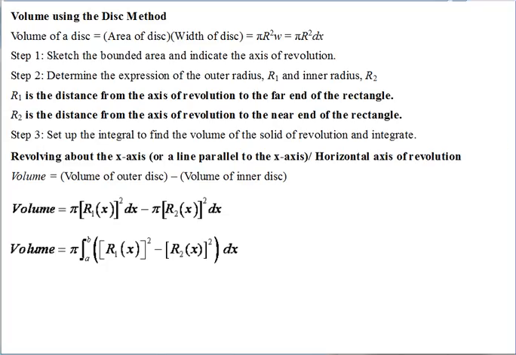So we've got some circular disk here, and it's got some thickness to it, kind of like a pancake. Then the volume of that would just be the area of the disk, which is pi r squared, just the area of the circle, times the width or thickness. And in this case, the width or thickness is going to be dx.